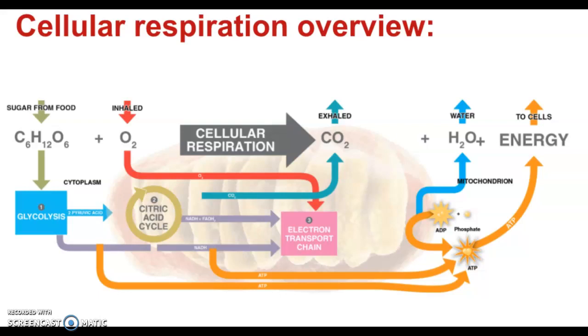The first step is glycolysis, which comes from food. The second step would be the citric acid cycle, which comes from carbon dioxide. And the third step would be the electron transport chain, which comes from the oxygen. All these 3 steps create energy.